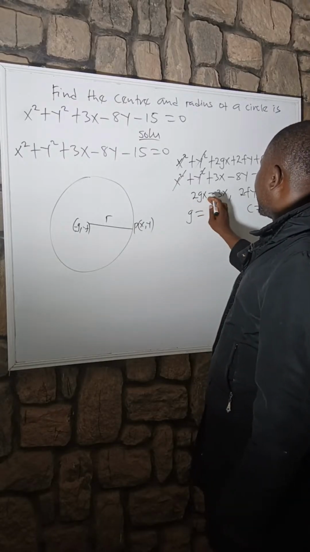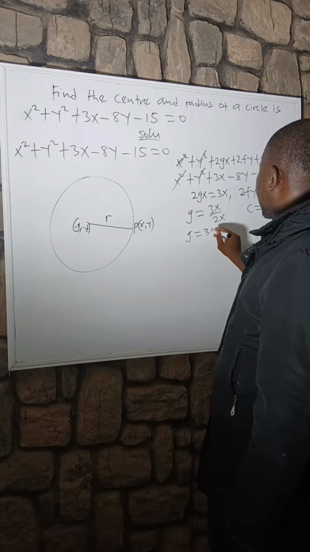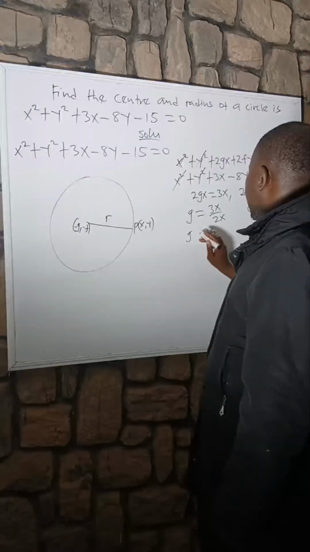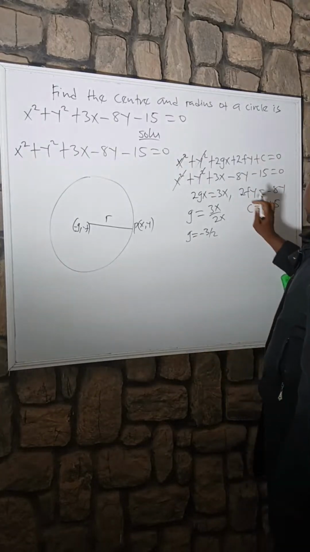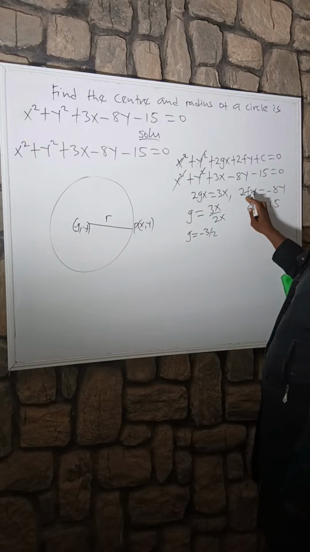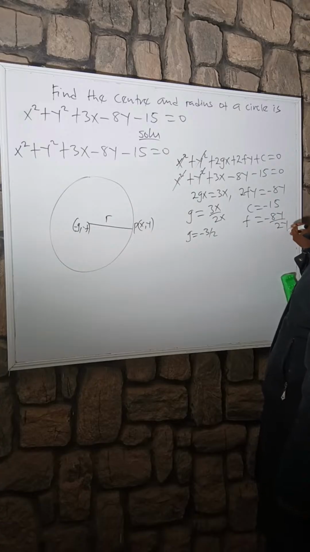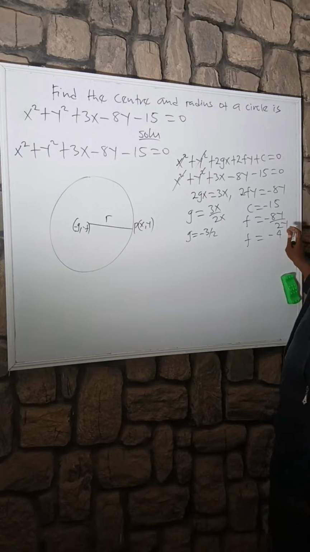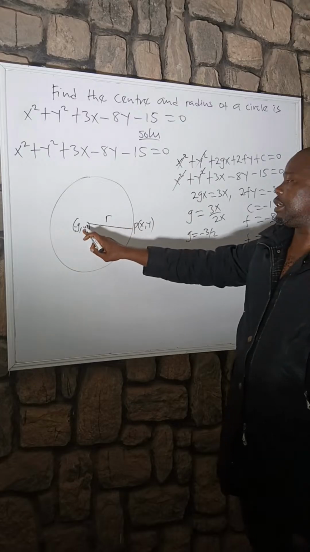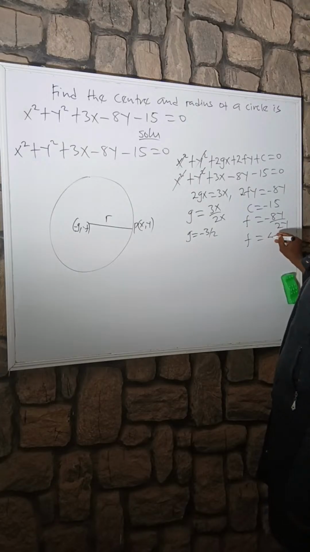Let's obtain g. Dividing through by 2x, g is equal to 3 all over 2. But for the center, g is negative, so it will be minus 3 over 2. The same applies to f. Dividing through by 2y, f equals minus 8y all over 2y, so f is equal to minus 4. But for the center, f is negative, so minus times minus becomes plus 4, while our c is equal to minus 15.